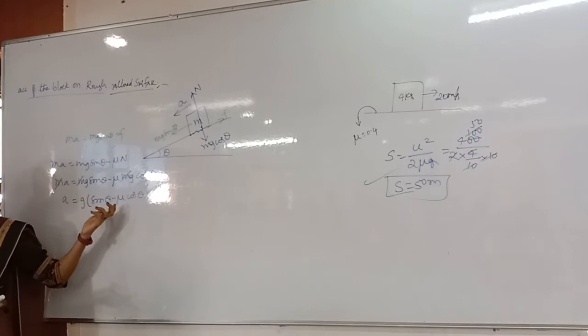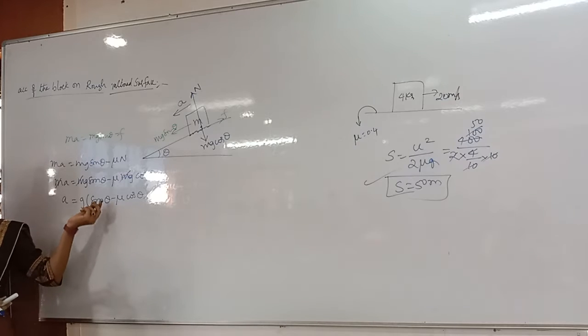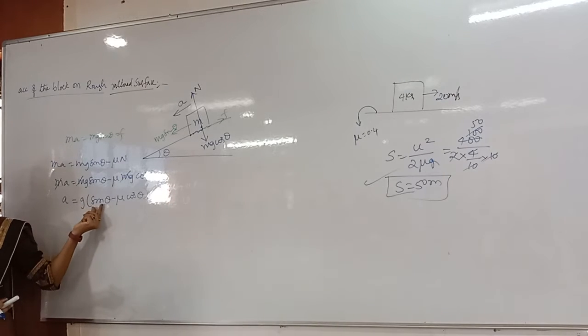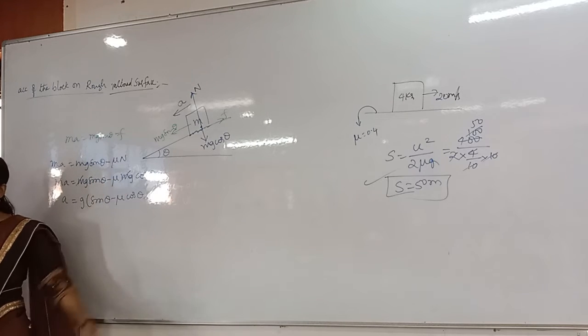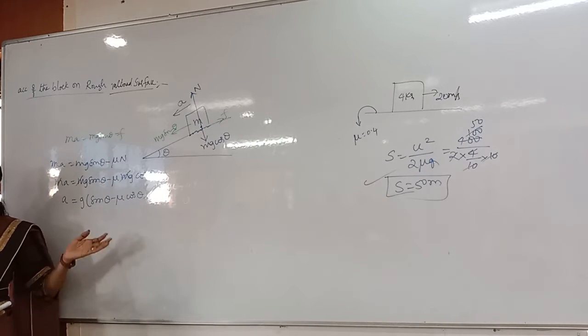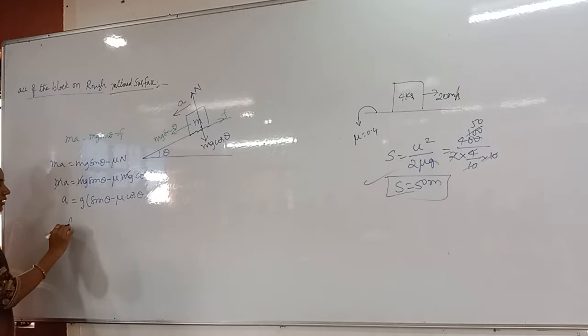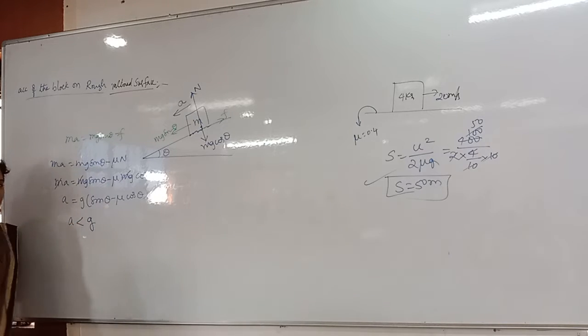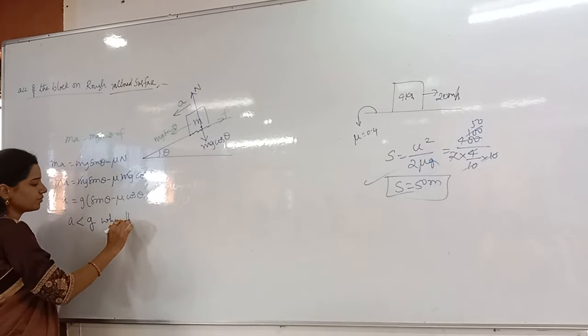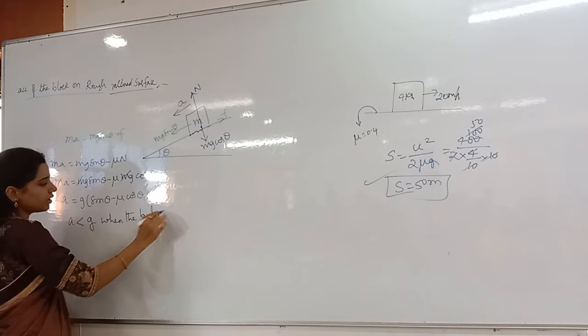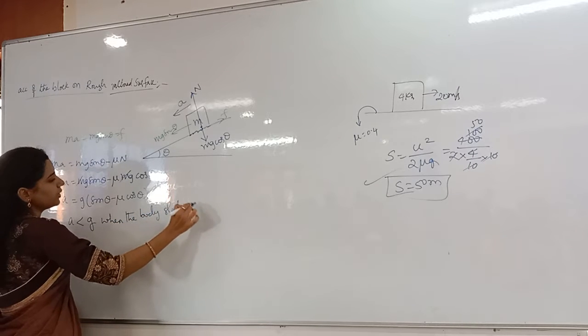Nothing but the g value is decreasing or increasing? Decreasing. Minus we are doing here. g sin theta minus mu cos theta. Nothing but something you are removing from the g. So what happens? The value decreases. So a is less than g here. When the body slides down on the inclined plane, a will be less than g.